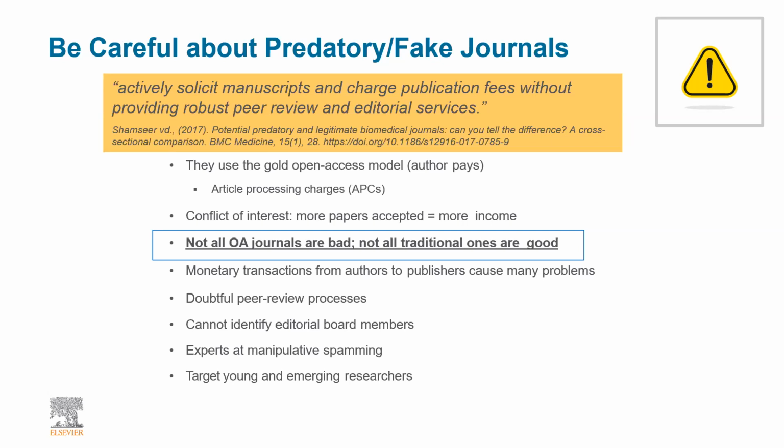They don't ask about the quality. They don't ask about the contribution. They just ask for the money, and they need money from the authors. So they also have a conflict of interest, and not all the open access journals are bad, but most of the predatory journals come under the umbrella of open access. The predatory journal also has an unclear peer review process, unclear reviewers, and unclear information about the editor itself. And most of these journals target young and emerging researchers.